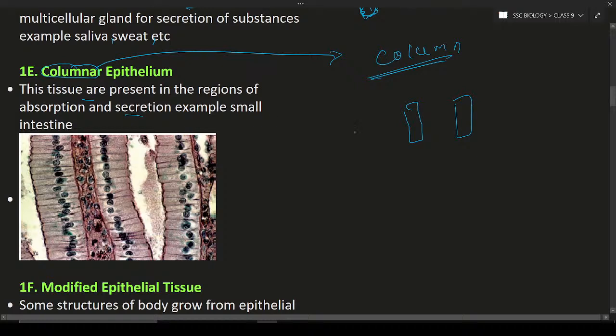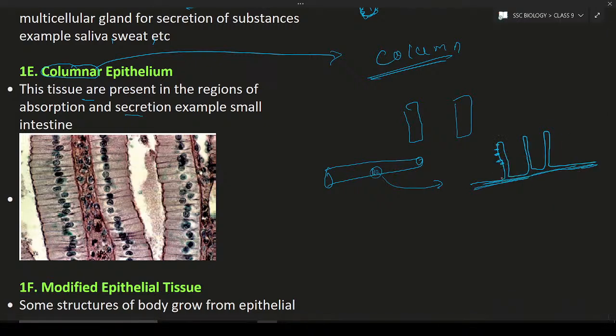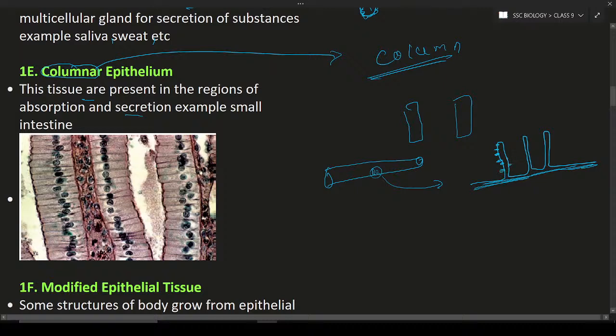Example, small intestine. Let us consider this is a small intestine. It is looking like a tube. If you observe here closely, it is going to look like in this way. Here you can see small finger-like structures. These are nothing but villi. How are they formed? They are formed of column-like cells. So this is known as columnar epithelium.